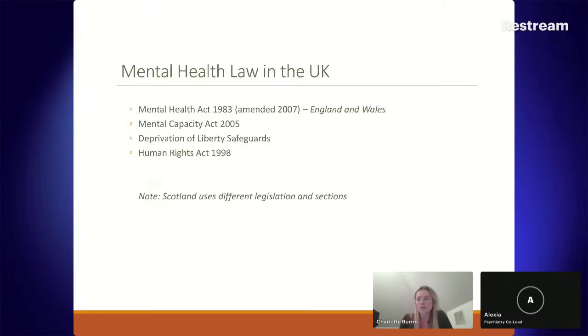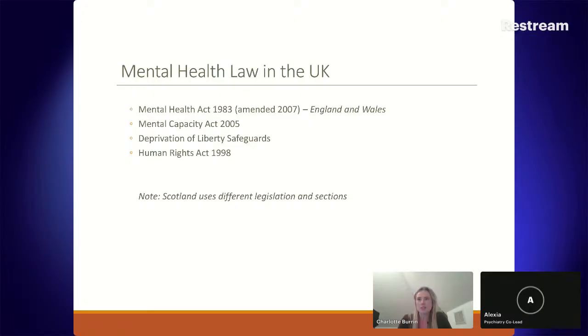So mental health law in the UK provides a legal framework for assessment, detention, treatment and protection of people with mental disorders, and at the same time working to safeguard their rights. There are, as we've listed here, several different frameworks under which we can treat patients, and each of these has their own criteria as to when you would use them. Today we're going to focus on the Mental Health Act 1983 as amended in 2007. As I said, there is another one that has recently been passed in 2025, but that's probably not going to come into practice for some time.